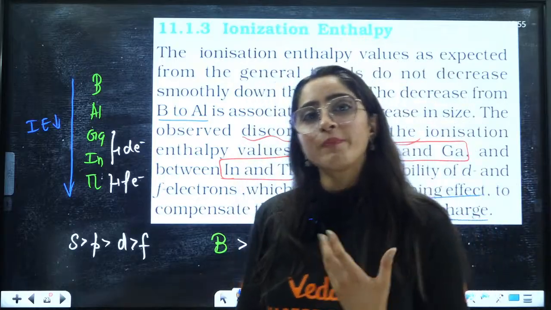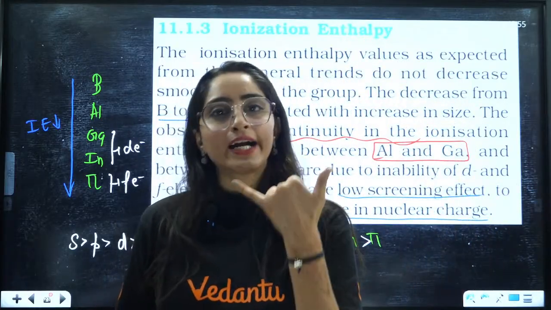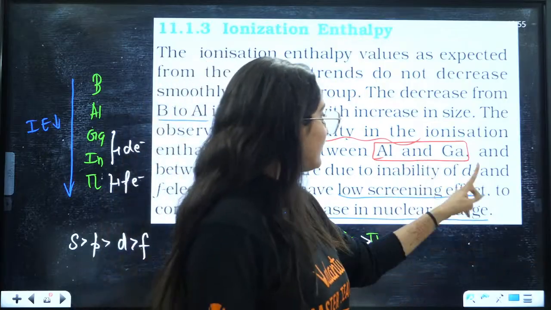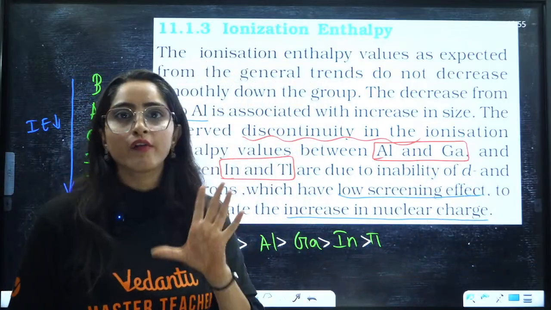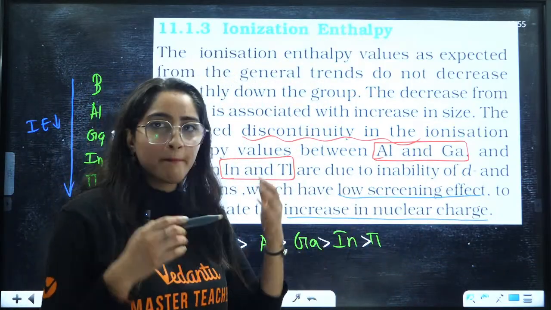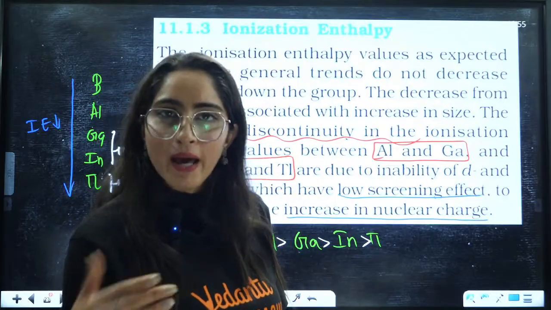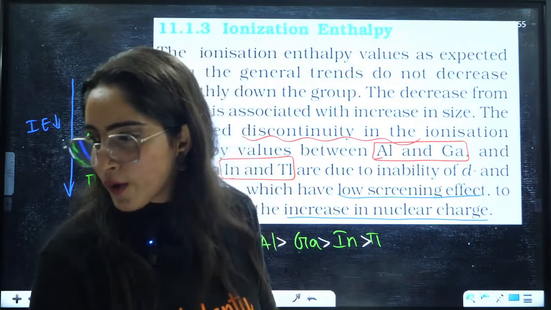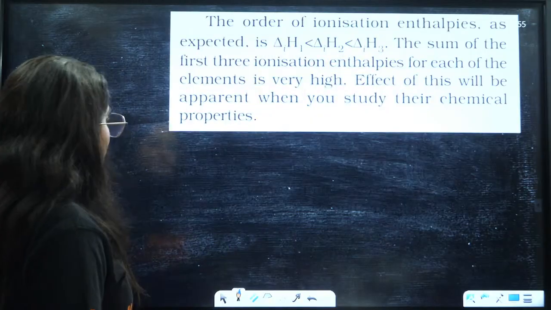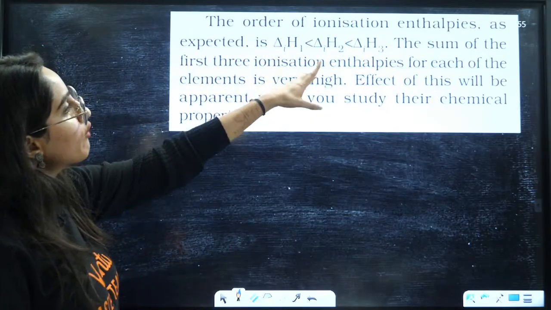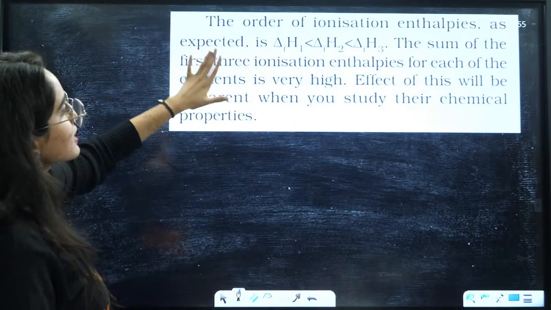Nuclear charge are your parents, right? Parents are saying, I don't want you to go. And your d and f electrons, they are very poor friends. They are not able to compensate with the arguments that your parents are putting up, right? Okay. So now the order of ionization enthalpy as expected is this.